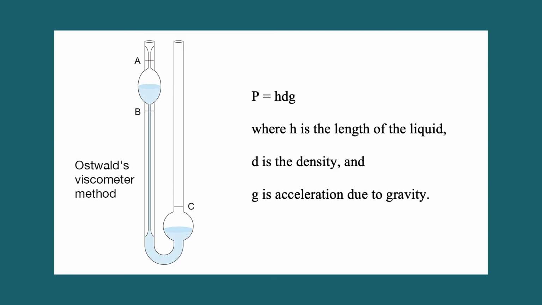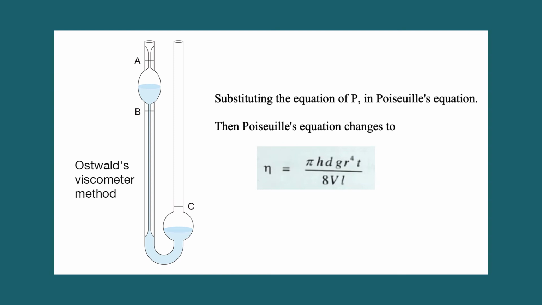In such an experiment, the driving pressure P is equal to h into d into g. Here h is the length of the tube, d is the density and g is the acceleration due to gravity. Substituting the equation of P in Poiseuille's equation, Poiseuille's equation changes to eta equals pi h d g r raised to 4 into T divided by 8VL.